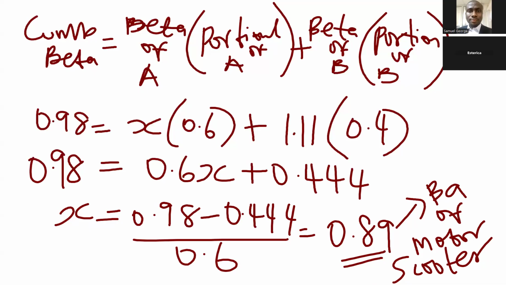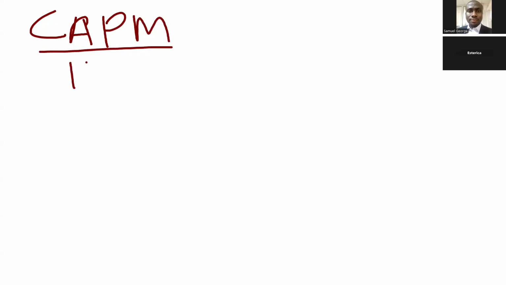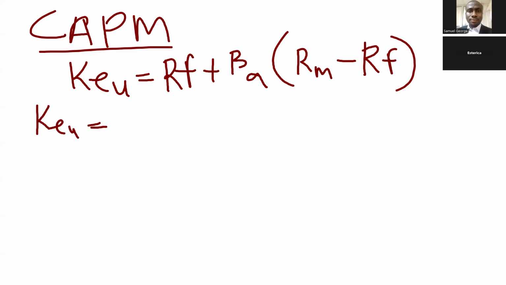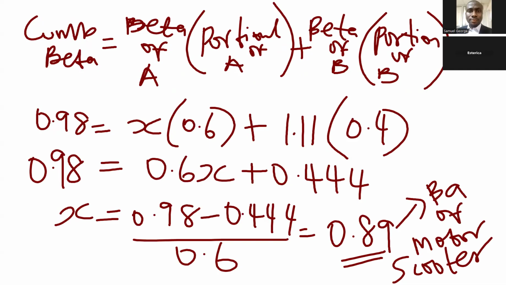We'll go to step 4, which is CAPM. Now, CAPM, next step. So we are using which CAPM formula? KEU equals risk-free plus beta assets of scooter times market return minus risk-free. Okay, now KEU is equal to risk-free, which is 4.8, plus beta assets that we just got, 0.89. That's the beta asset of scooter, 0.89.